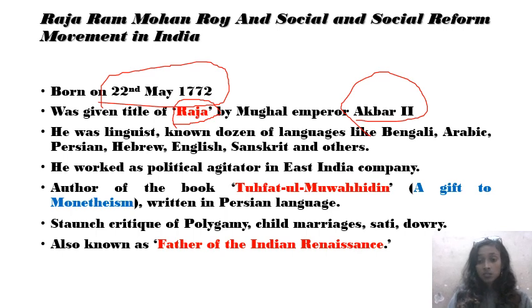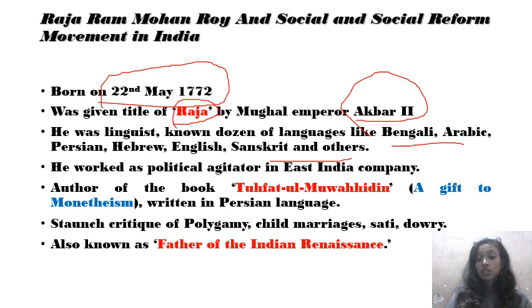So this is the thing, and we should know a fact about Raja Ram Mohan Roy, that he was a linguist and he knew dozens of languages like Bengali, Arabic, Persian, Hebrew, English, Sanskrit, and others. So this fact is very important. You may wonder why I am telling you this, just to know that he wrote so many books and journals in various languages, and he promoted vernaculars. Later we will discuss how he promoted vernaculars.